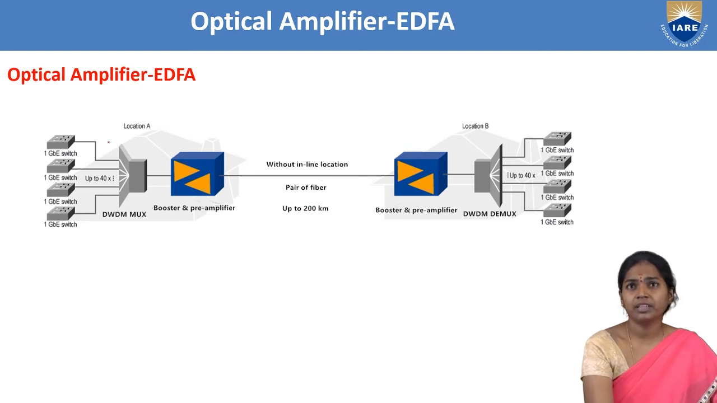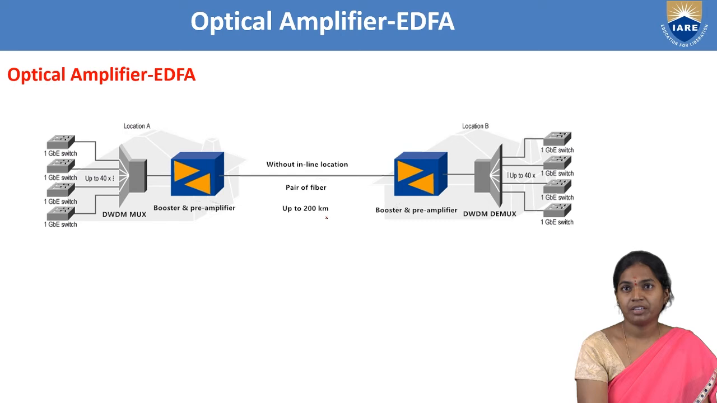So here we are observing, this is location one, this is location B. In this we are connecting the booster and preamplifier. Here also booster and preamplifier. So transmission and reception, here we are using up to 200 kilometers. So with the use of this amplifier we can transmit the data up to 200 kilometers.